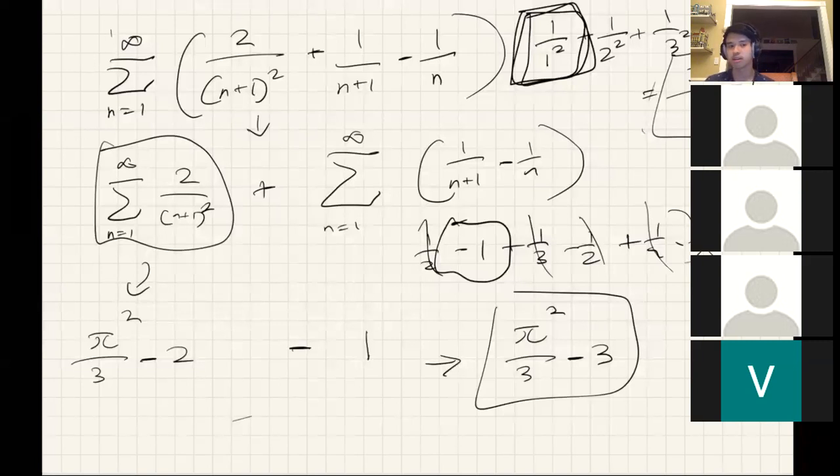And usually once you are given this problem, you should be thinking about, how do I get the sum of the reciprocals of the squares in here? How do I get the pi squared over 6 in here? So in this case, what we did was split our big sum into a telescoping sum and a sum that involves the formula for the sum of the reciprocals of the perfect squares.